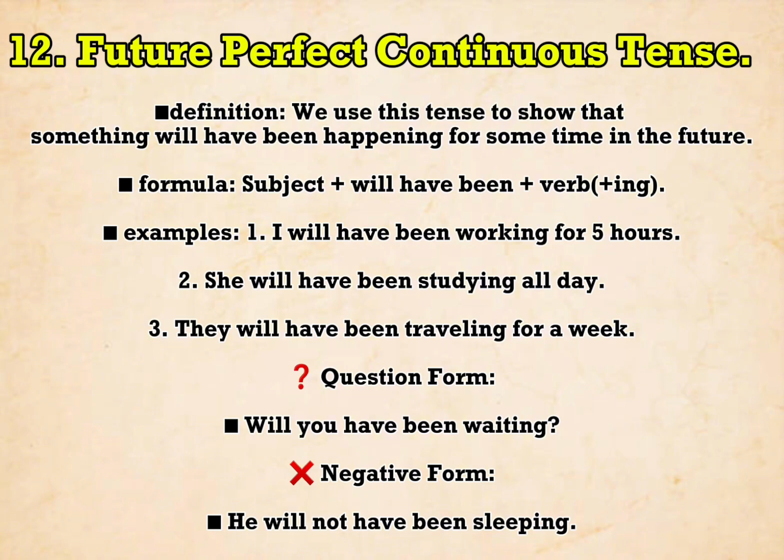Definition: we use this tense to show that something will have been happening for some time in the future. Formula: subject + will have been + verb-ing. Examples: 1. I will have been working for 5 hours. 2. She will have been studying all day. 3. They will have been traveling for a week. Question form: Will you have been waiting? Negative form: He will not have been sleeping.